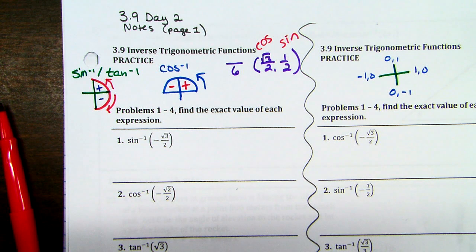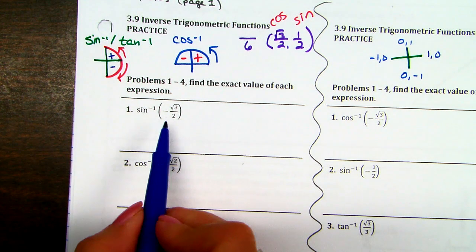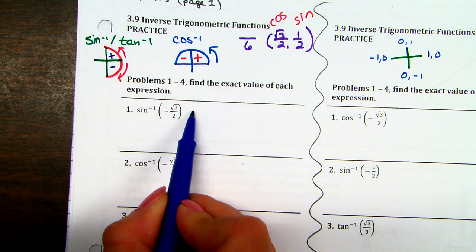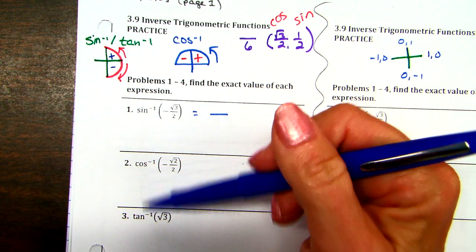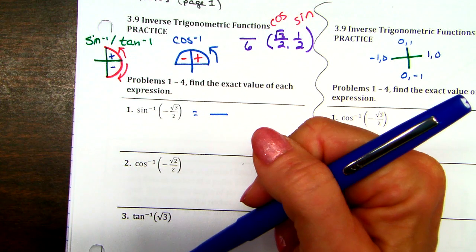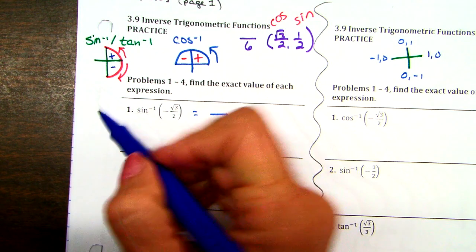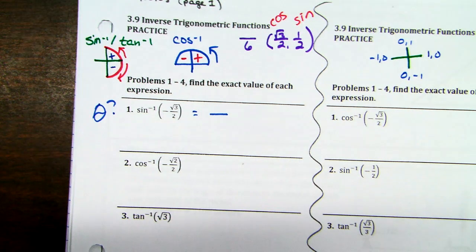Okay, so let's go through these. When is sine square root of 3 over 2? What denominator? Oh, and remember, whenever we're talking about inverse trig functions, your answer is a theta. The question is, what is our theta? That's what all of these ask, okay?